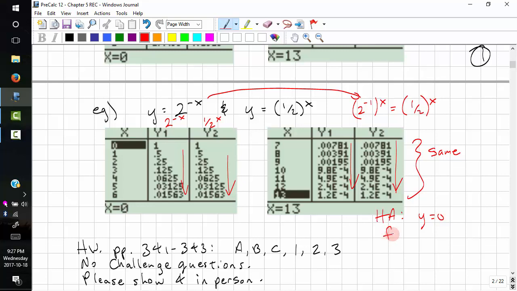And for one end, that means going to infinity. We see that it's going to 0. For the other end, no horizontal asymptote. It just goes to infinity.